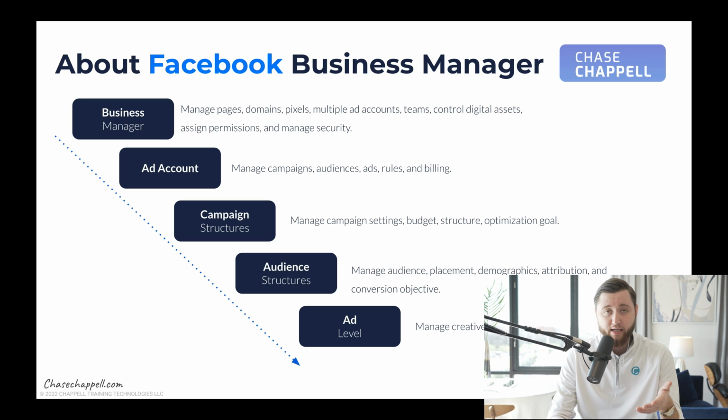The next thing would be your campaign structure. Your campaign structures are where you manage the campaign settings, the budget, the optimization goal on the campaign level. Then you get into the audience level, which is where you manage the audiences, placements, demographics. You can adjust the actual attribution and conversion objective there and select your pixel. And then you get down to the ad level where you manage your creative, copy, format, call to action, and the URL parameters if you're looking to track additional data pieces.